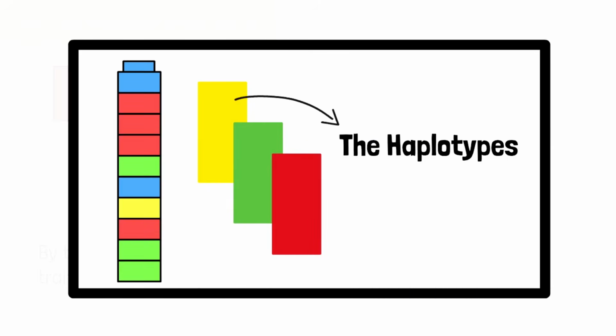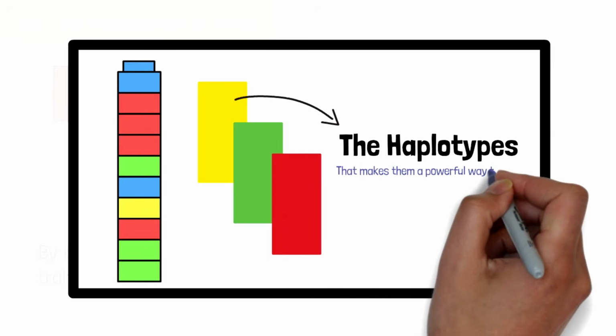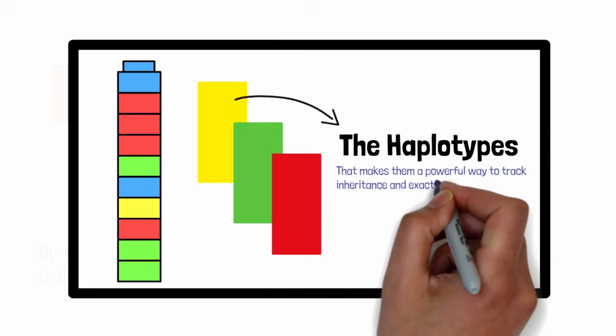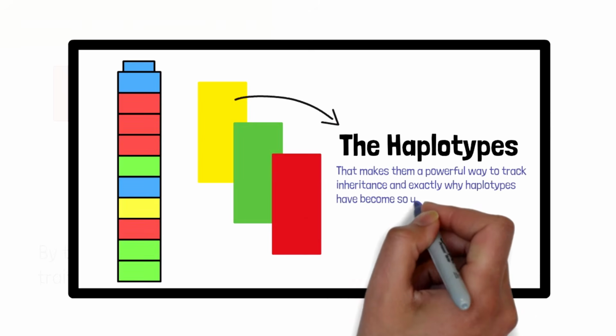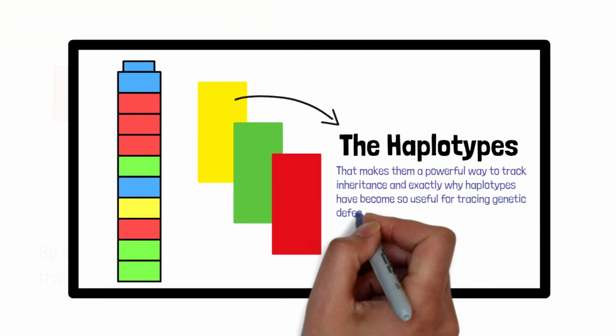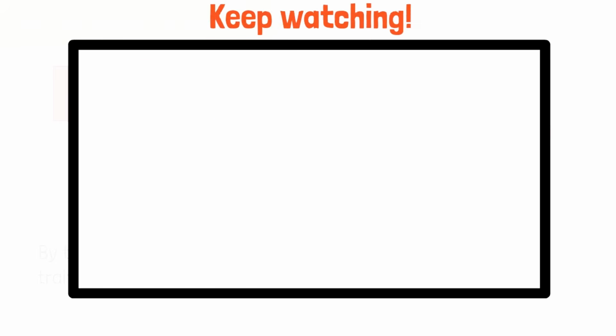So haplotypes let us follow inherited chunks of DNA and see which regions tend to be passed down together. That makes them a powerful way to track inheritance, and exactly why haplotypes have become so useful for tracing genetic defects. That's what we'll dive into next. Keep watching.